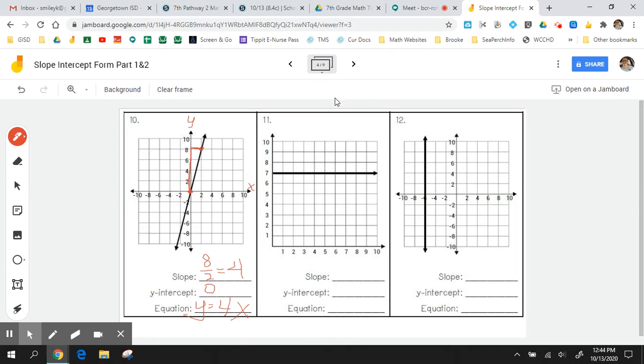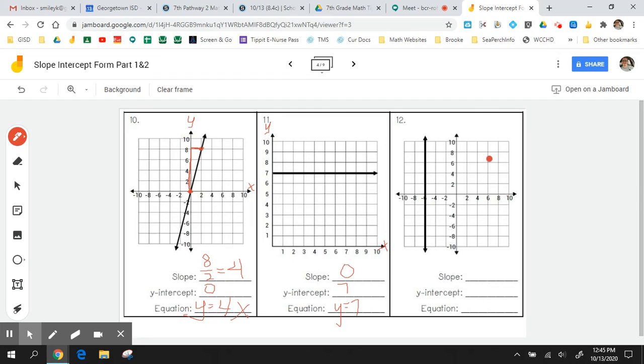All right, so 11 and 12 are examples of like on that very first slide that we started our video. Here's a horizontal line. If we have a horizontal line, I have a 0. Okay. And if I have a y-intercept, go look over here at the y-axis. Hopefully we know this is our y-axis by now, and this is our x-axis. It is at 7. All we have to write is y equals 7.